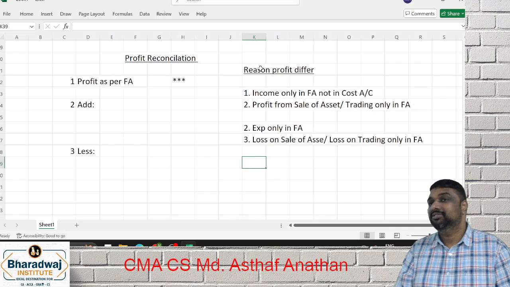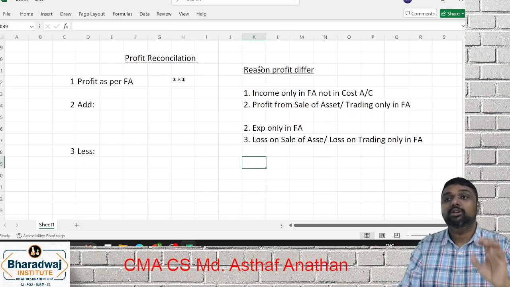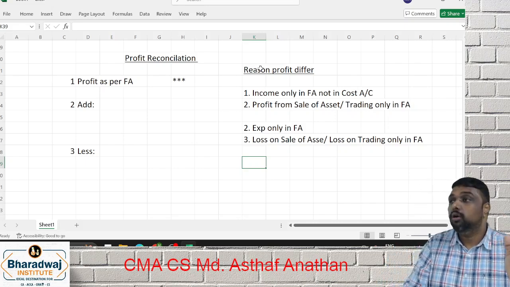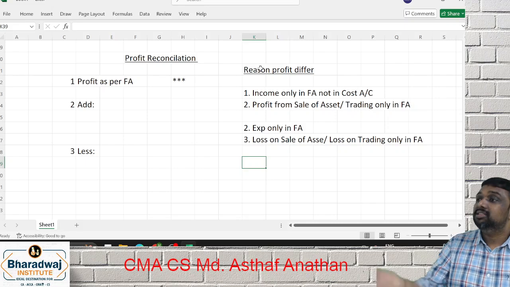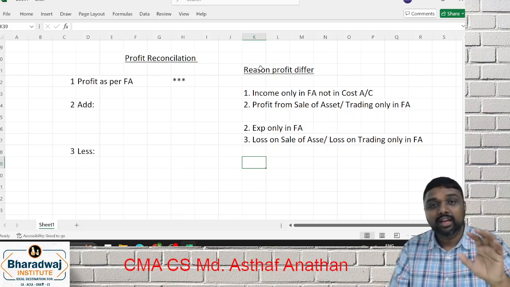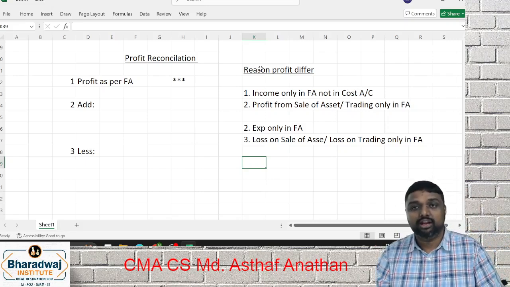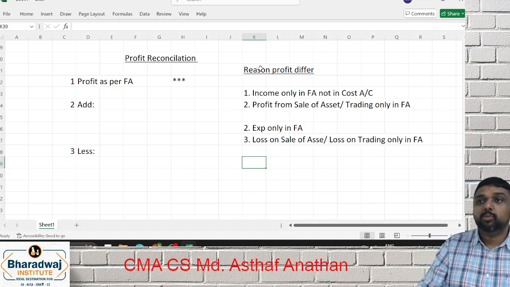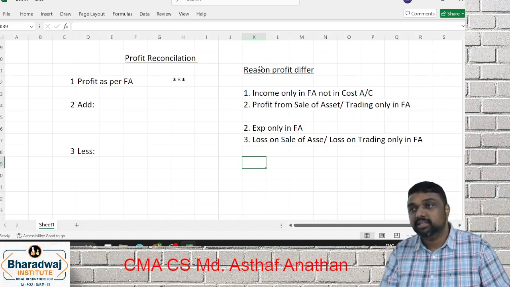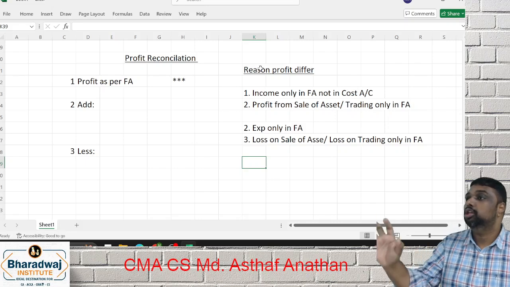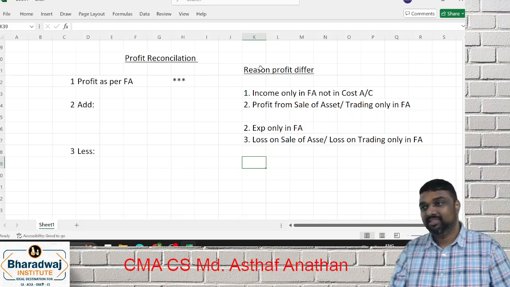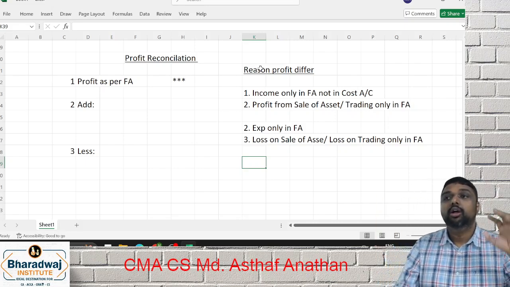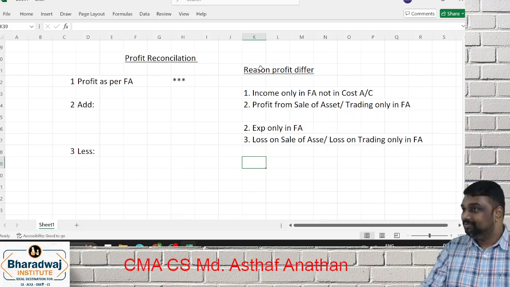Next one is very interesting. That is what is called under recovery or over recovery. What is under recovery or over recovery? In the last revision session also, we discussed under absorption and over absorption. What is under absorption? What is over absorption, my dear friends? Under absorption means in costing you charged a lesser amount. Over absorption means in costing you charged more amount.